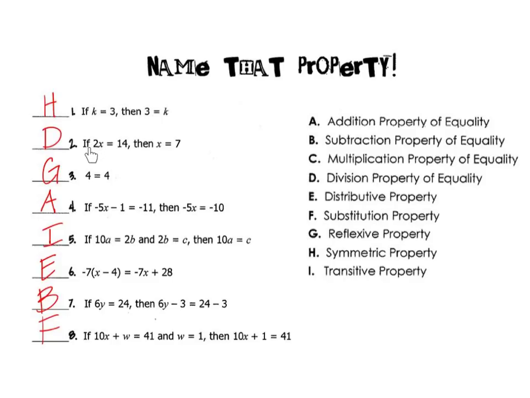Number 2, if 2x equals 14, then x equals 7. So how did we go from this to this? What we did is we divide both sides by 2, and that's how we get x equals 7.